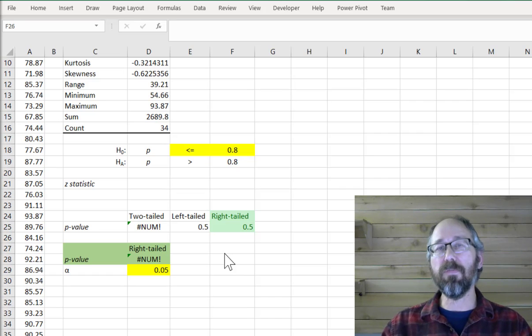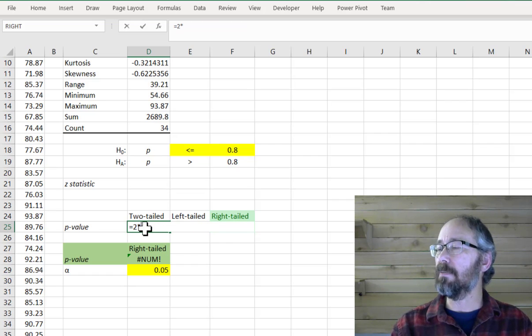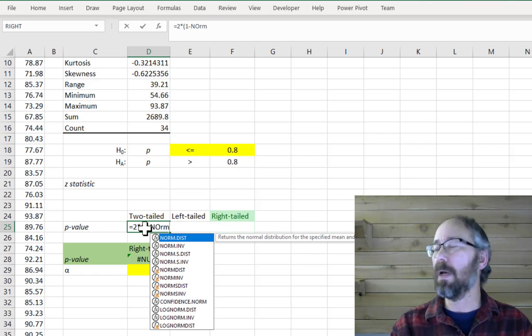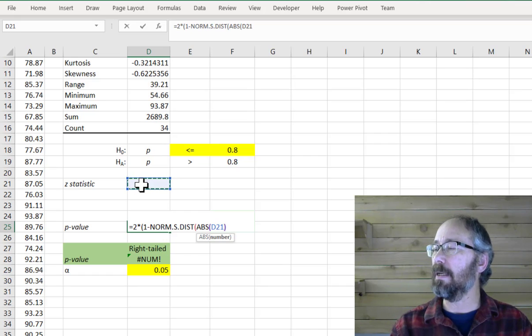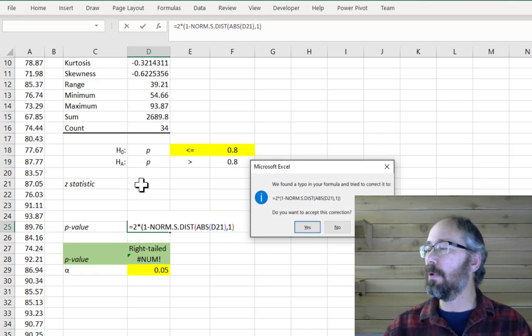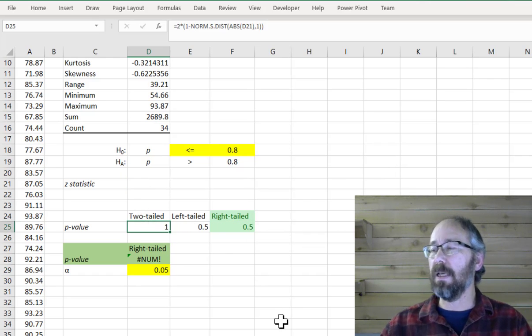Now for the two-tailed, it is simply 2 times the right-tailed. And much like the two-tailed for the mean, when we're doing the two-tailed for the proportion, we also need to use an absolute value, otherwise we'll get an error. So we have 2 times 1 minus that norm.s.dist, and now we want the absolute value of our Z-statistic in case it is negative, and that will give us, oops, I forgot a closing parenthesis. So again, Excel is kind in prompting me for that, so that's a good thing.